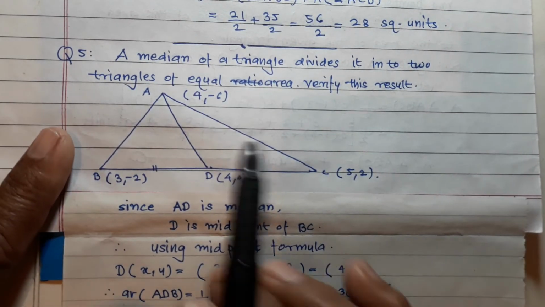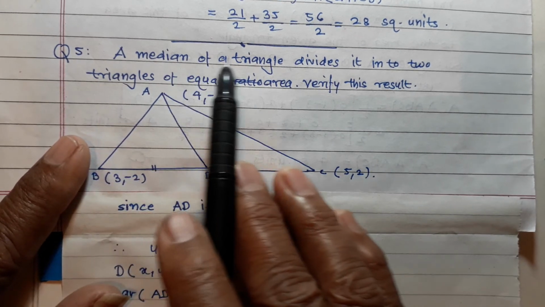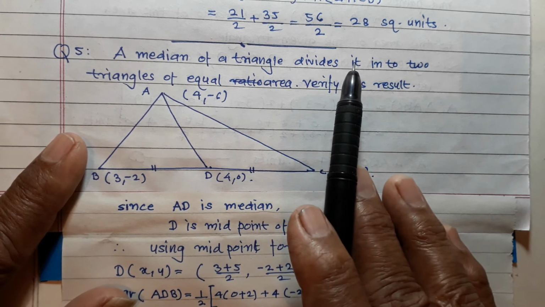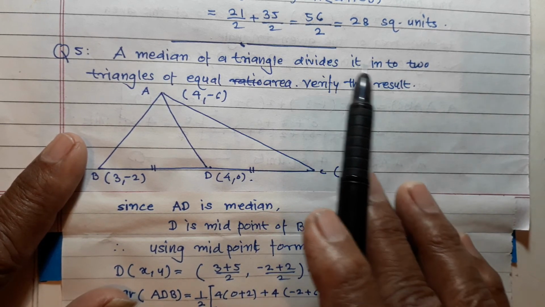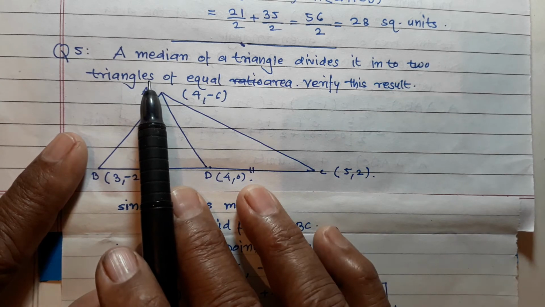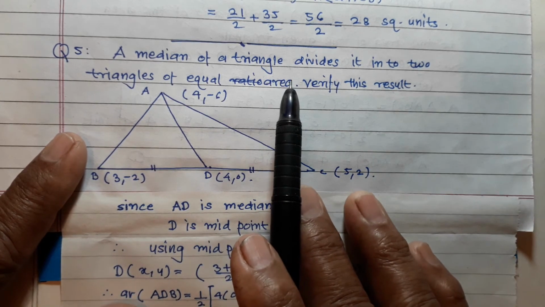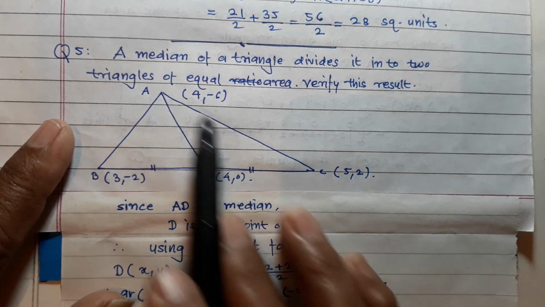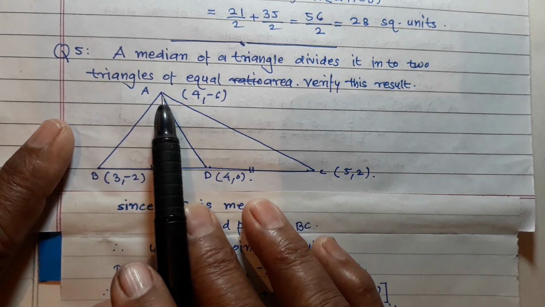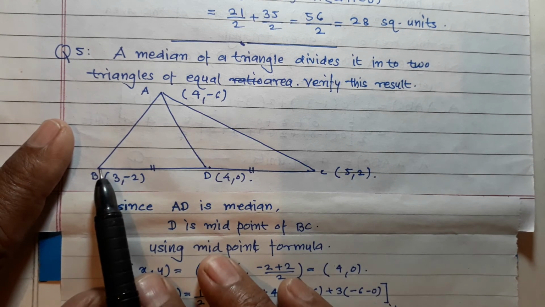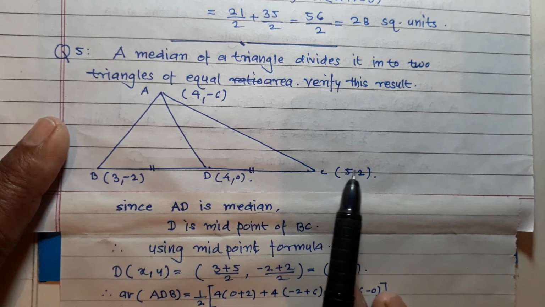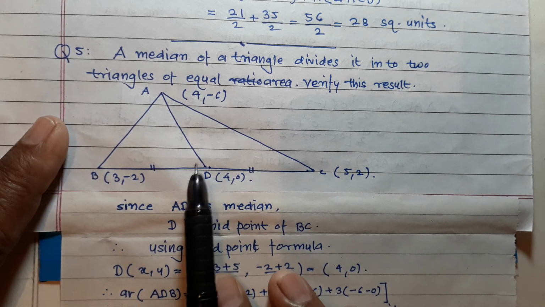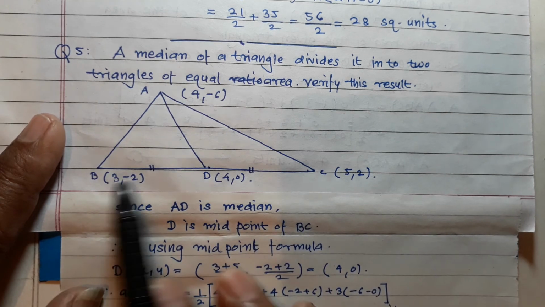Question number 5. Median of a triangle divides it, that means the triangle, into two triangles of equal area. Verify this result. Okay, this is a triangle ABC given, in which A is equal to (4, -6), B is equal to (3, -2) and C is equal to (5, 2). AD is median, so D is the midpoint of what, BC.